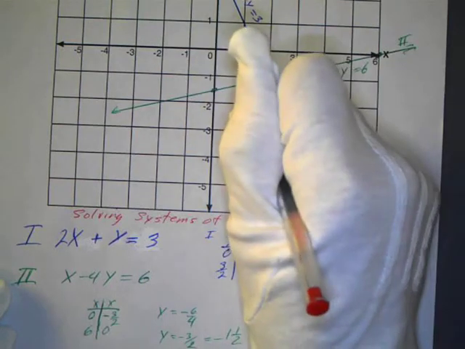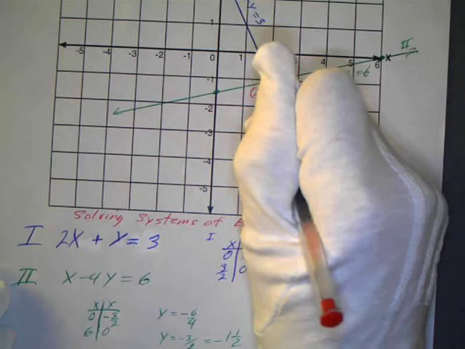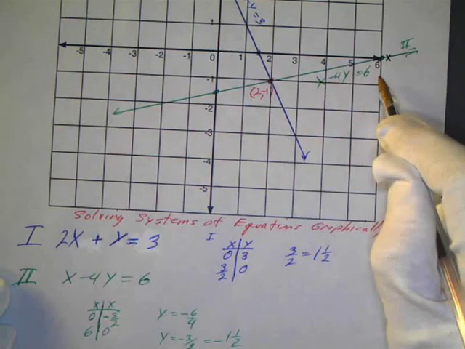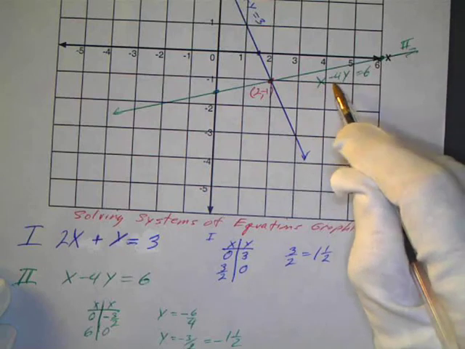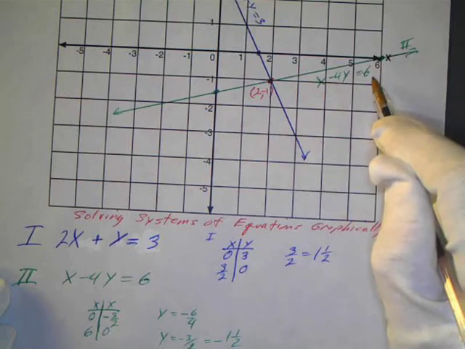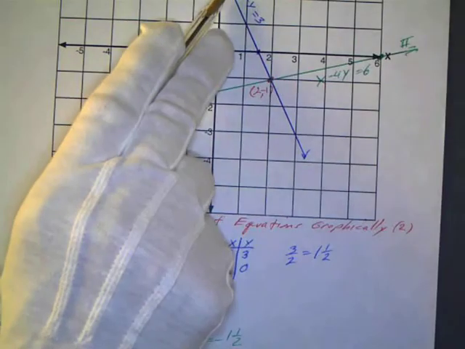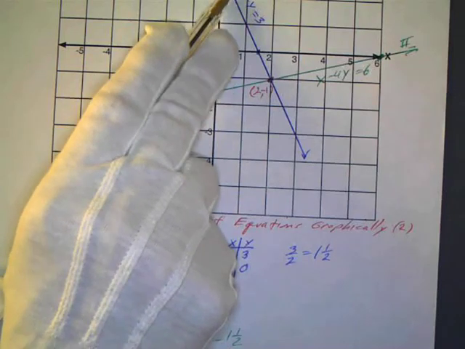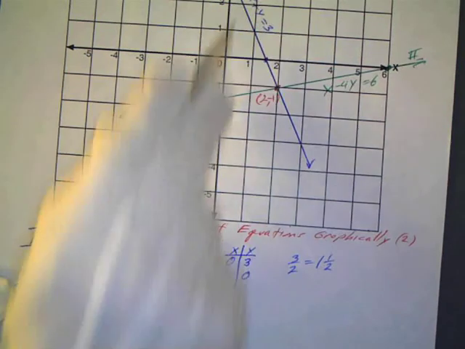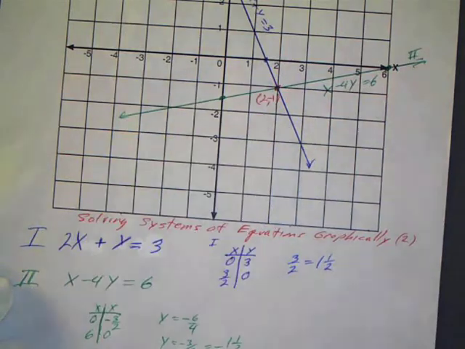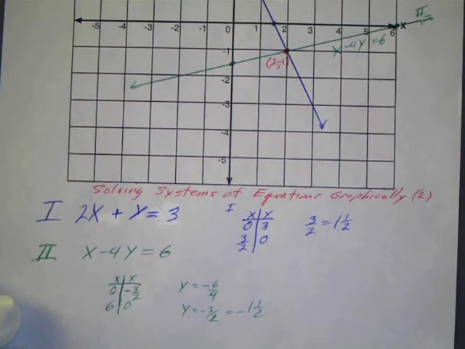So it looks like that's the point (2, -1). And you could put (2, -1) in here: 2, and then -4 times -1 is 4, so 2 plus 4 is 6, so that satisfies that equation. And then you can put (2, -1) in here. 2 times 2 is 4, and then 4 minus 1 is 3, so it satisfies both conditions. Okay, so if that makes sense. Sorry about that little faux pas.